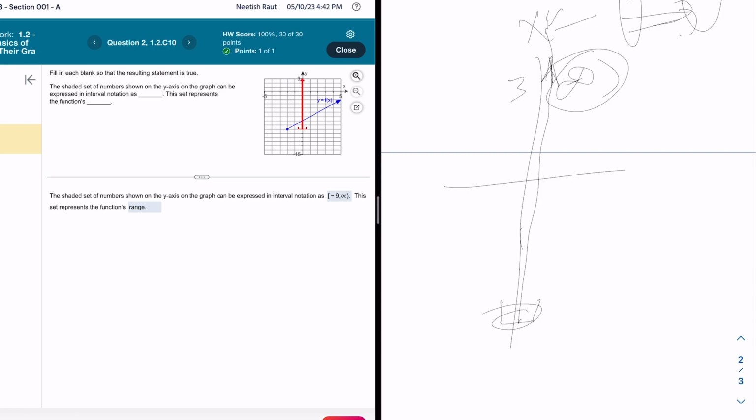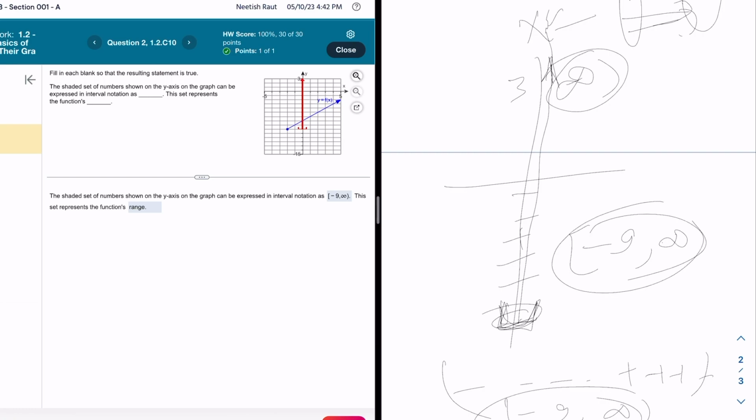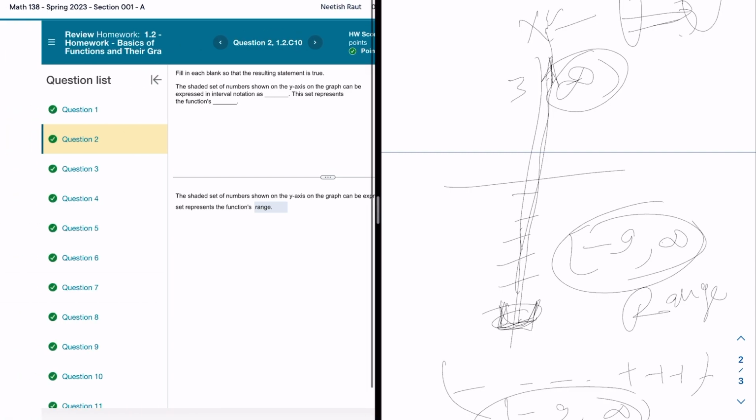Okay, so we got this point. And what is this point? Count from here: -1, -2, -3, -4, -5, and so on, and you can see it's at -9. So -9, because of this bracket, is included, and then it goes up to infinity. So you always write the minus number first, then the plus number. This is how you put the interval. So our final answer is this, and this belongs to the y coordinate, so it is called the range.